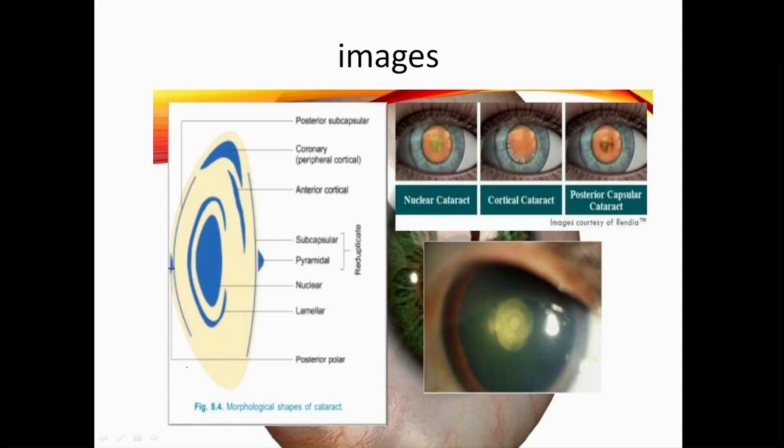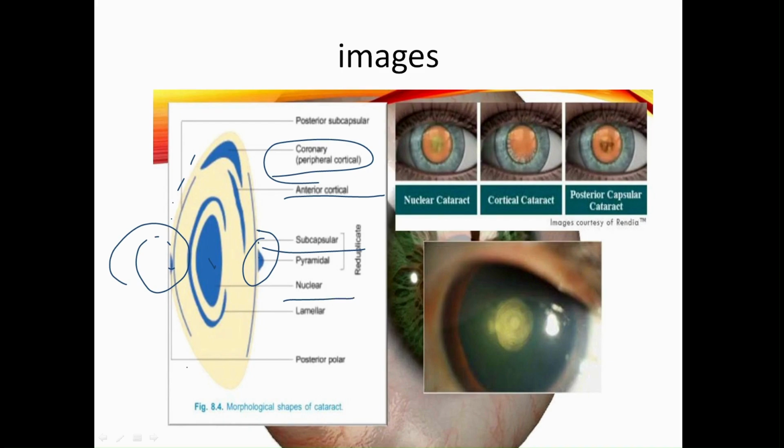As you can see, this is the human crystalline lens, where you have an encapsulated structure called the lens. In the anterior pole, if it is there, it will be known as anterior polar cataract or a posterior polar cataract, right? What is in the periphery is known as the coronary or the peripheral cataract. Anterior cortical cataract, subcapsular cataract, central will be the nuclear cataract. If it is in one lamella, see, it's a layer. Lamella is nothing but layer.